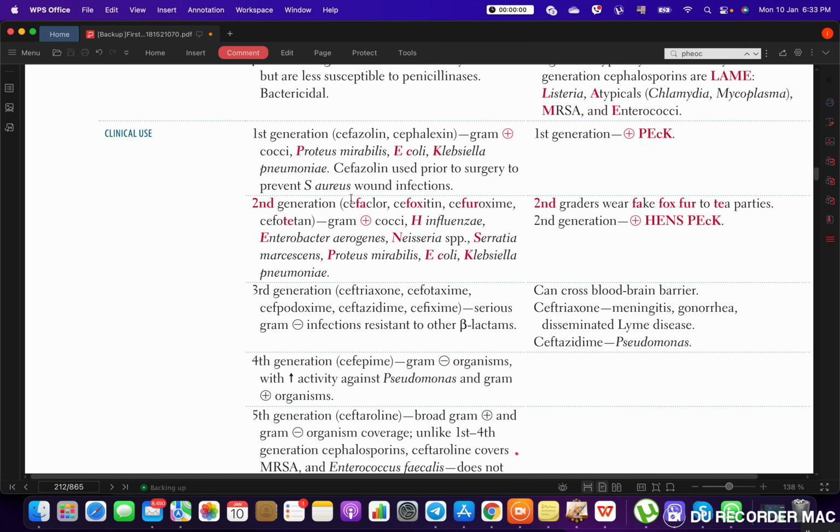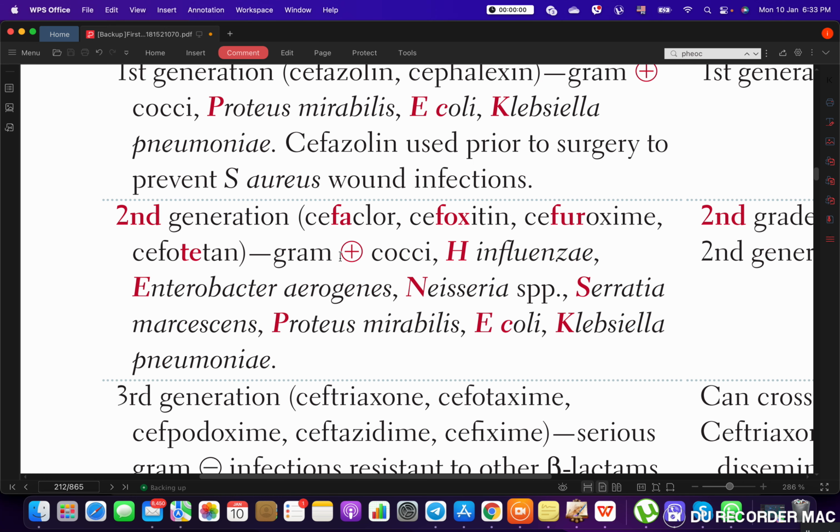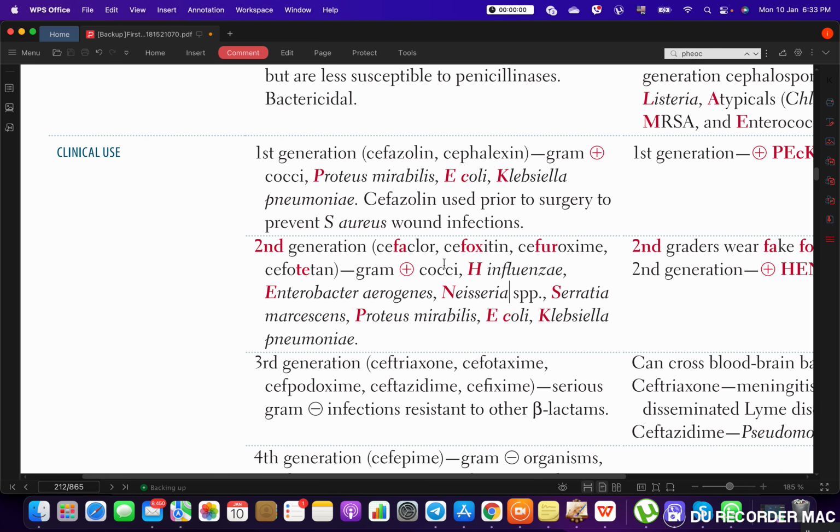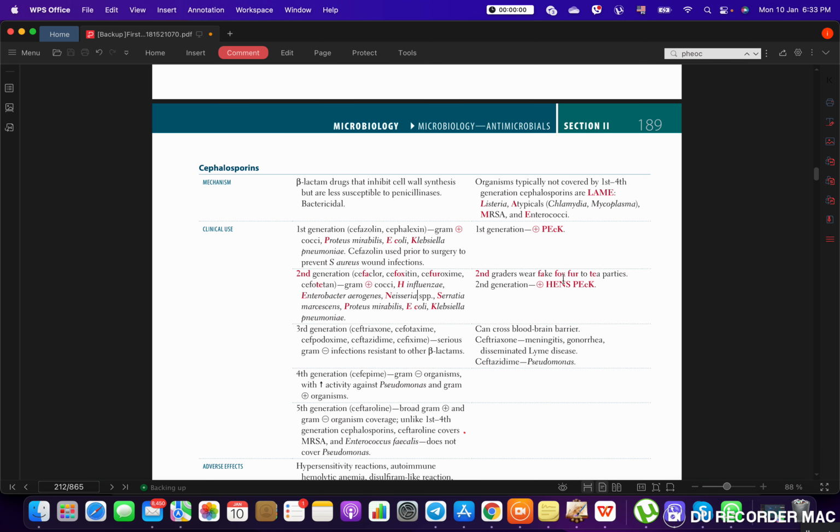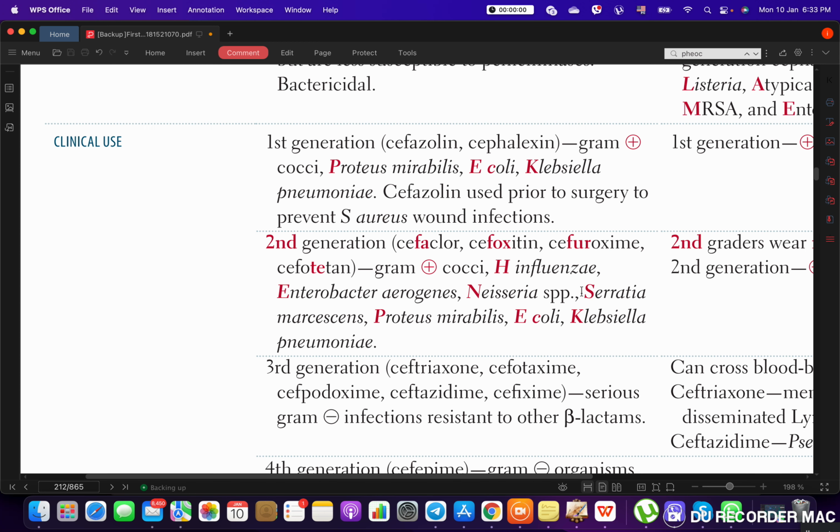So the second generation cephalosporin works again against the BIG, but in addition, it works against the HENS. So it works obviously against the gram-positive. In addition, it works against Haemophilus influenzae, Enterobacter, and Neisseria. So that's the HENS. And the S is for Serratia marcescens.